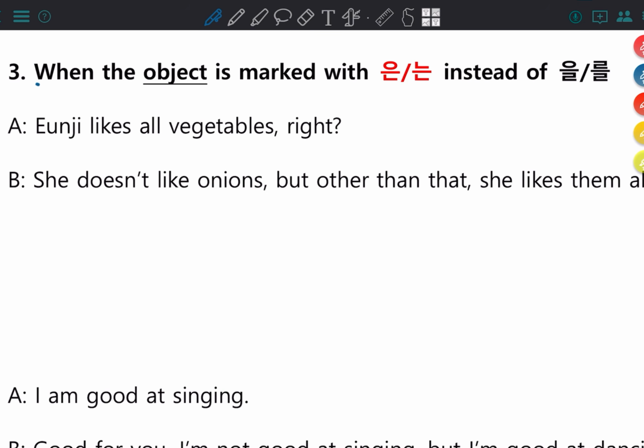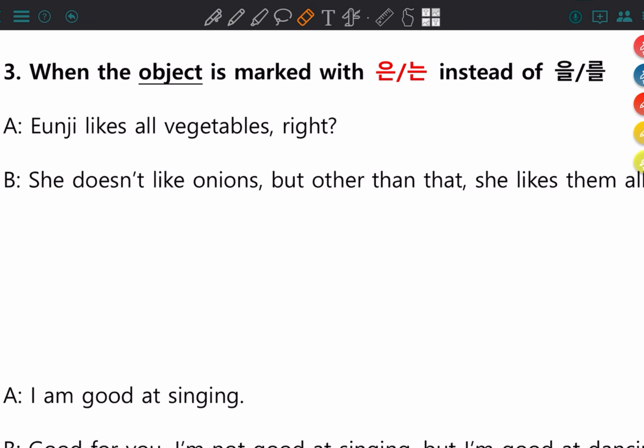Okay guys, so here is the one last grammar point that we are going to learn about the object marking particles, which is when the object is marked with 는 instead of 을/를. It's not because that sentence is grammatically wrong, but it's to add nuance that can be added only with the 는 topic marking particle. So let's look at two dialogues that I brought.